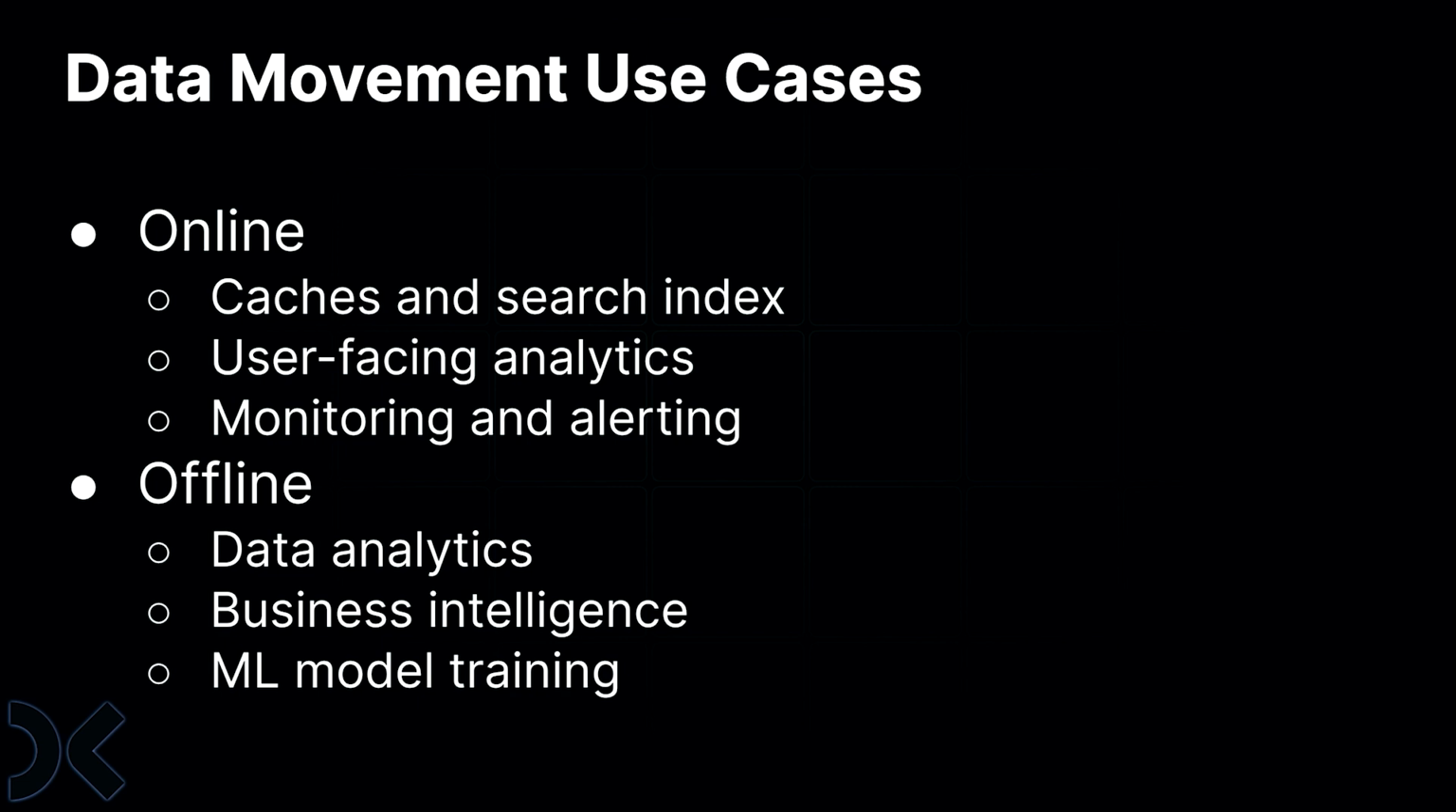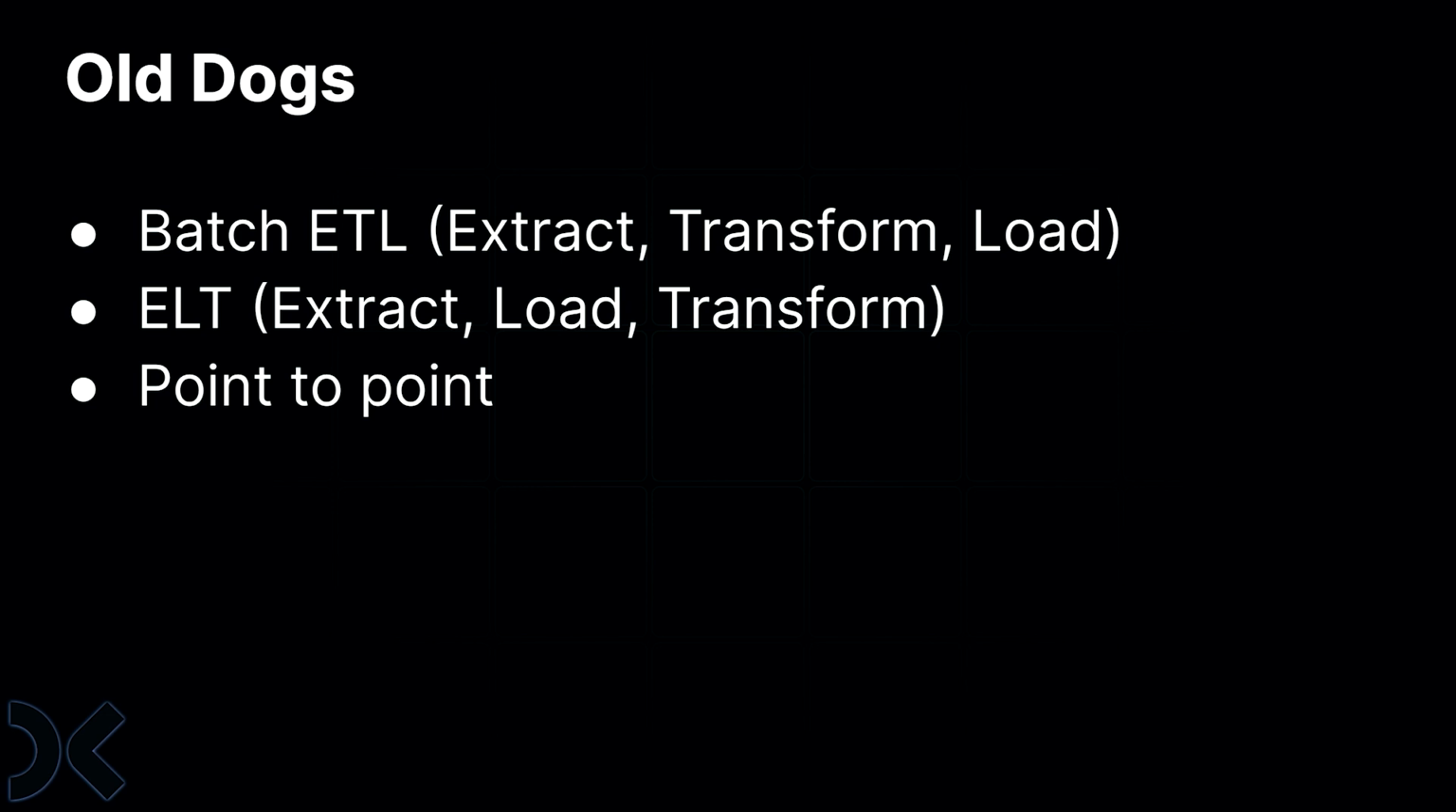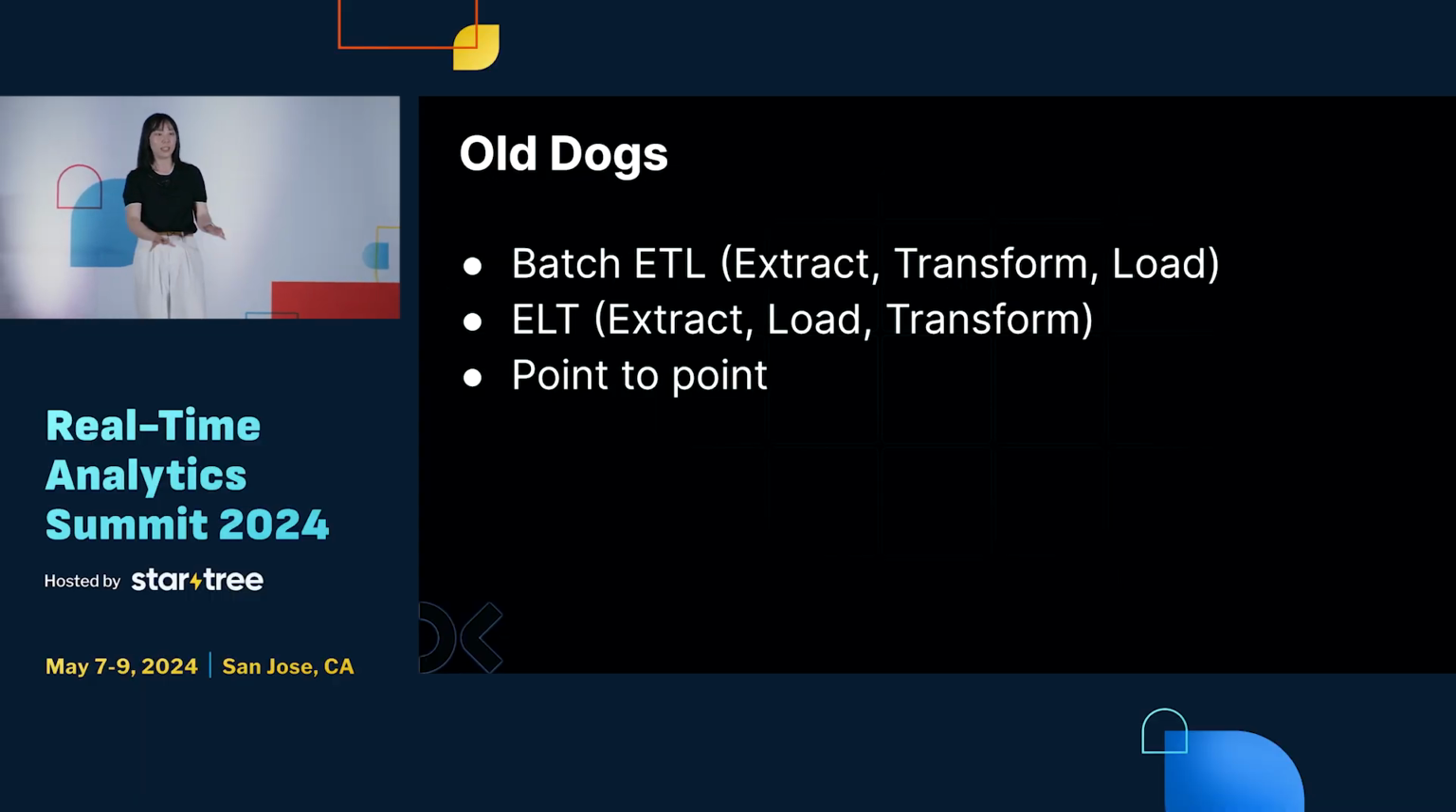So let's keep going. Typically, how do we move data? This is the traditional way. This belongs to the old-school section. We do batch ETL. ETL stands for extract, transform, and load. And sometimes we shift these last two letters: we do extract, load, and transform.